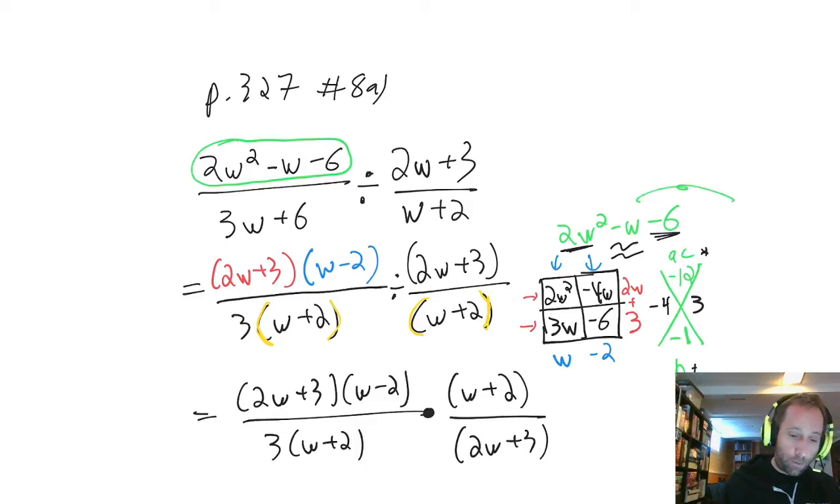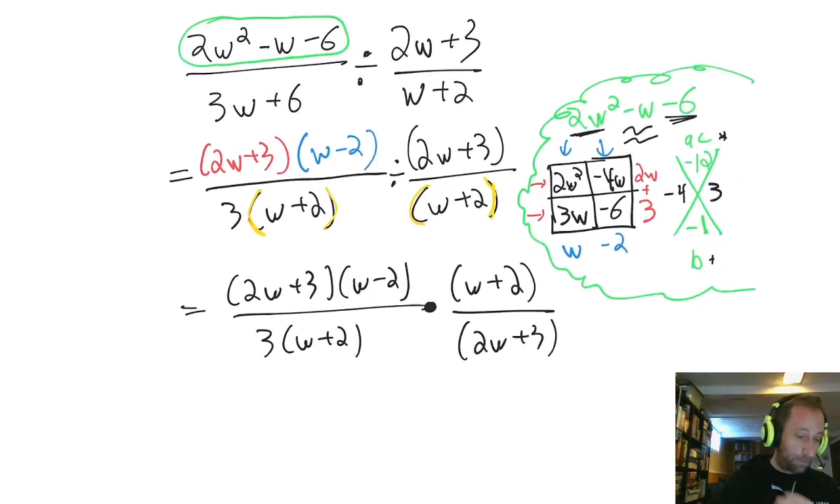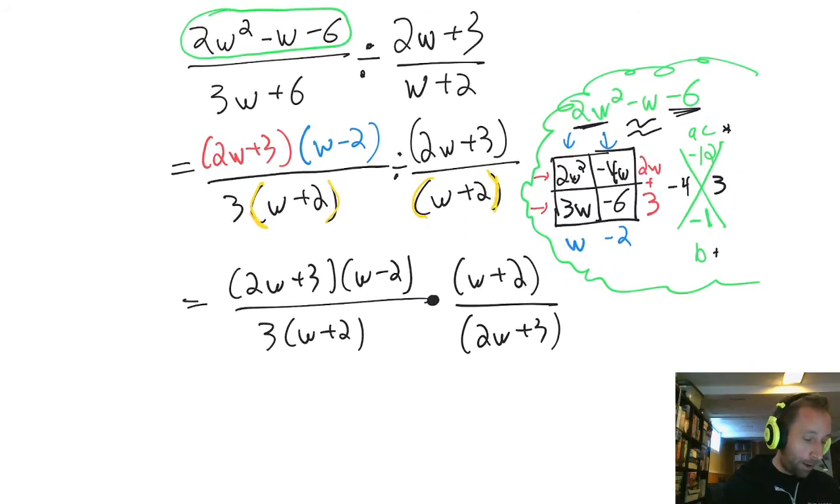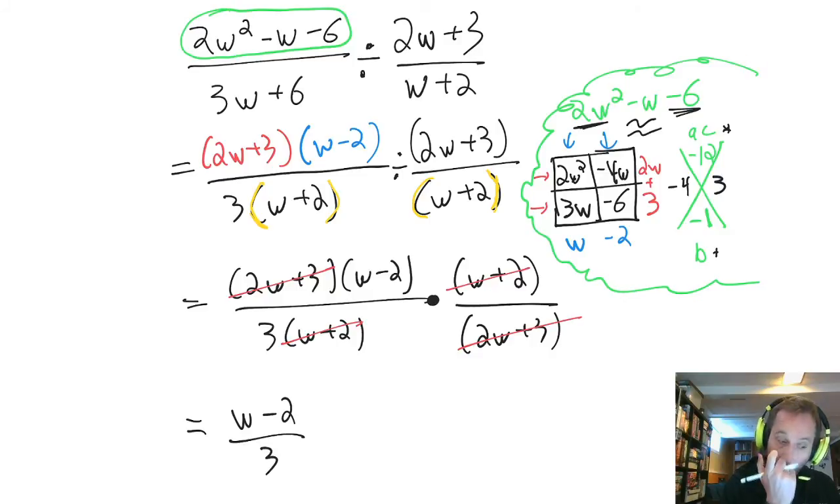I did this work for factoring on the side here, so I'm just going to highlight it over here. All right, what factors do we have in common in the numerator and denominator? So we have a 2w plus 3. We have a w plus 2. So when we have reduced any factors in common in the numerator and denominator, this will be w subtract 2 over 3.